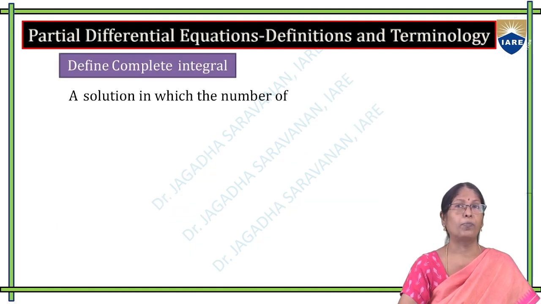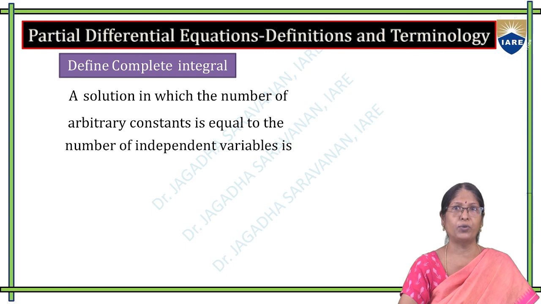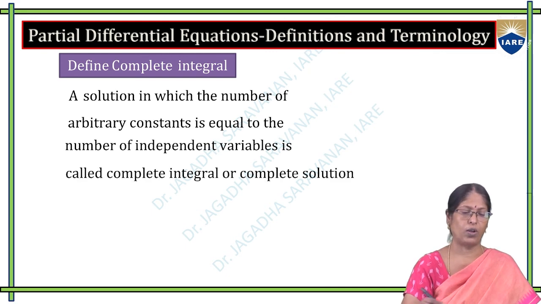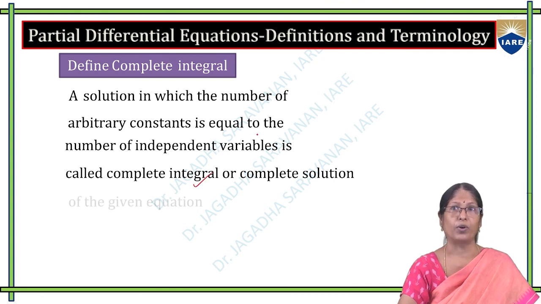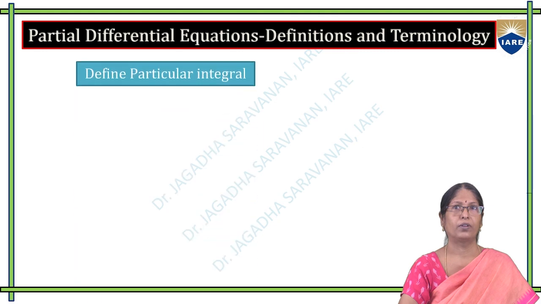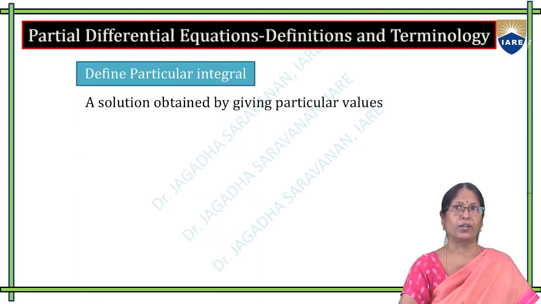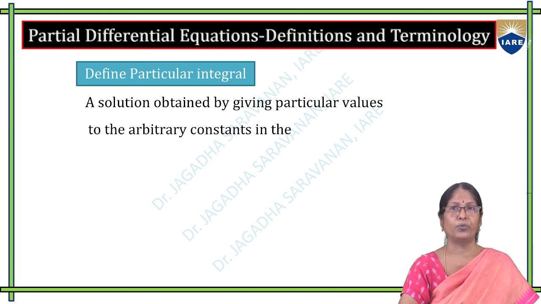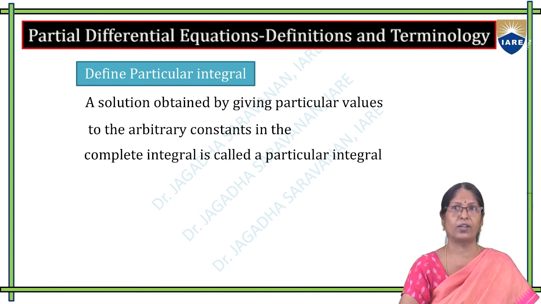What is a complete integral? A solution in which the number of arbitrary constants is equal to the number of independent variables. They are called complete integral or complete solution of the given equation. Define particular integral. A solution which is obtained by giving particular values to the arbitrary constants in the complete integral, which is called particular integral.